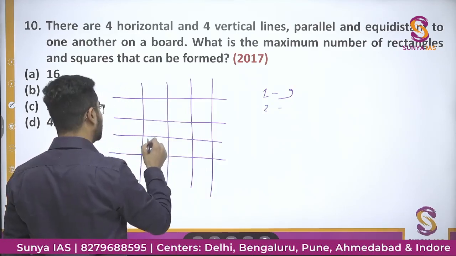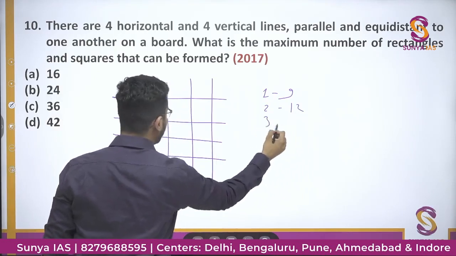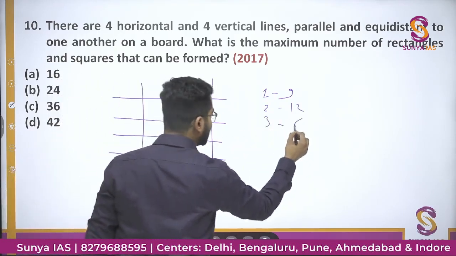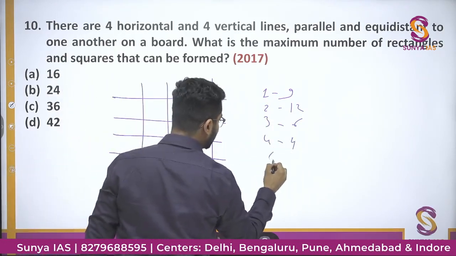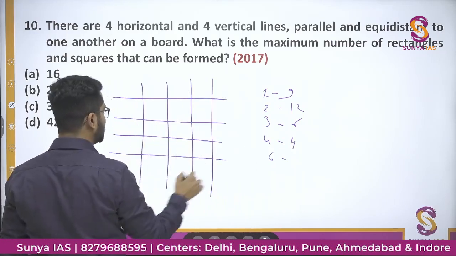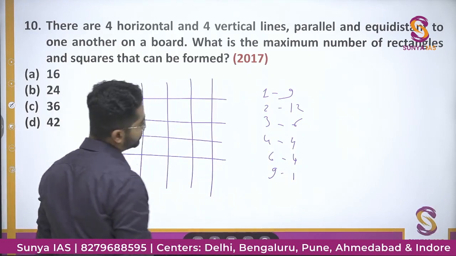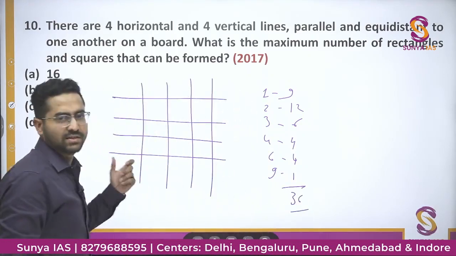1, 2, 3, 4, 5, 6, 7, 8, hai na? Did you get 7, 8, 9, 10, 11, 12? Then 3 boxes wale, 1, 2, 3, 4, 5, 6, and 1, 2, 3, 4, 6 wale, 1, 2, 3, 4 and 9 wala 1, total 36. This we have done in this question just now.